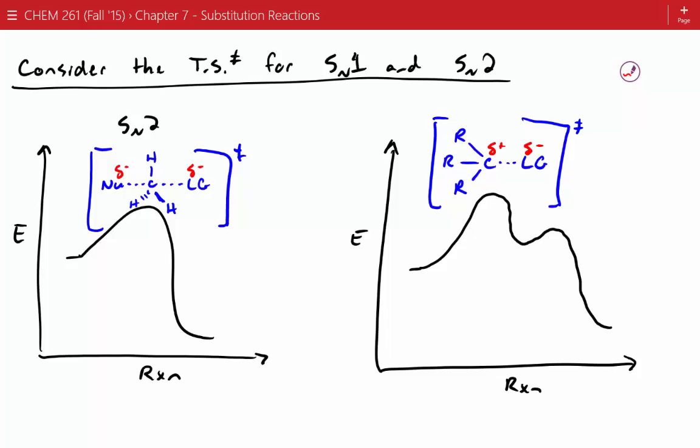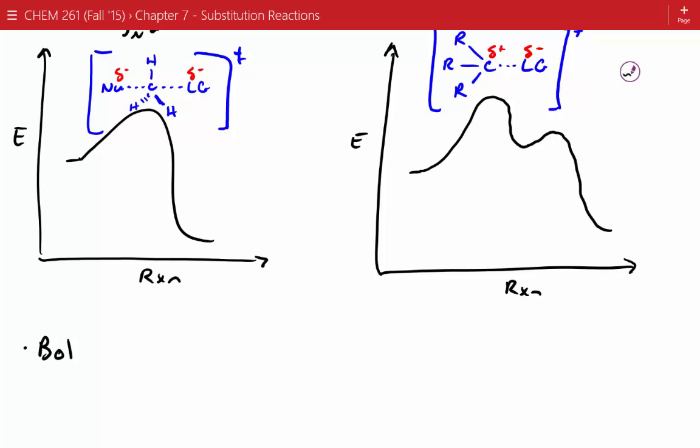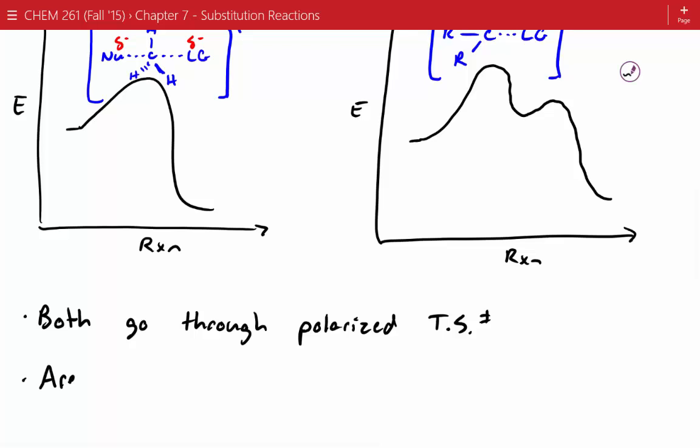So if we look at these transition states, we're going through pretty polar transition states, right? There's a big dipole in the transition state. Do you think a polar transition state prefers to be in a polar solvent or a non-polar solvent? Polar. Yeah, exactly. So if we're going through and looking at this, both reactions go through polar transition states, or polarized transition states, and they are stabilized in polar solvents.